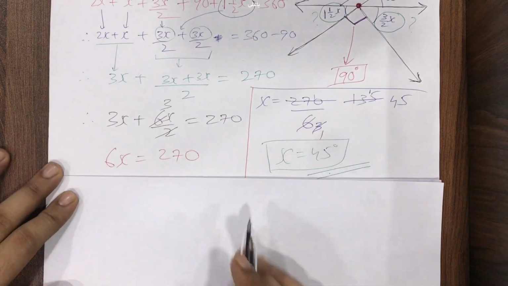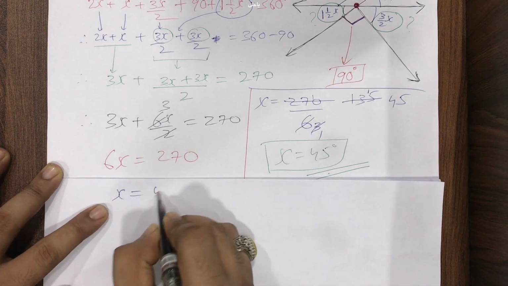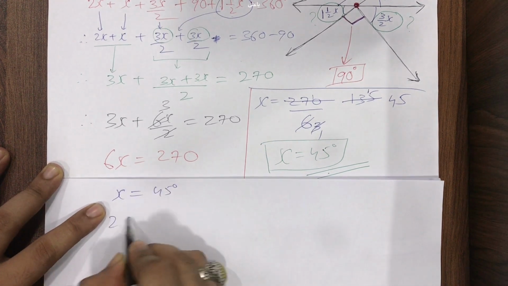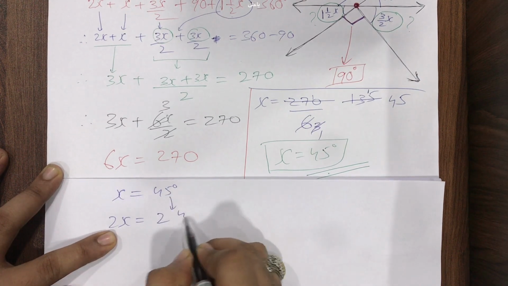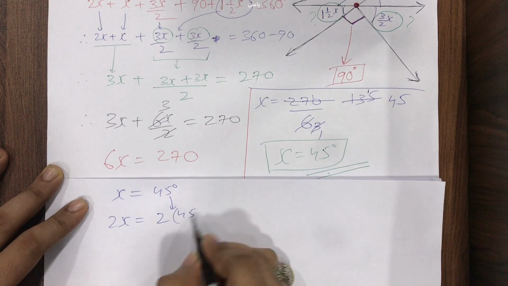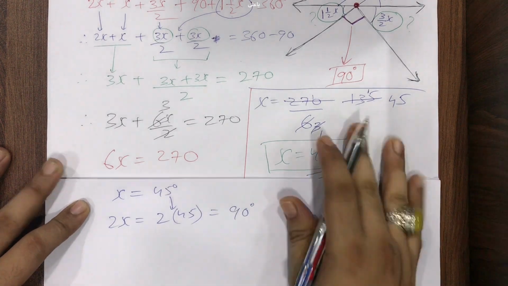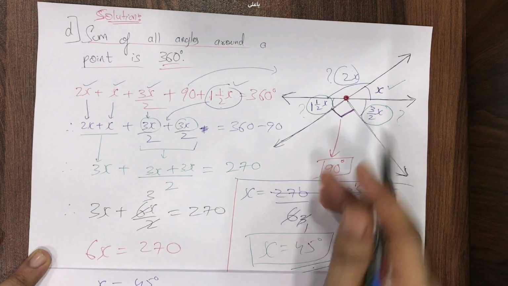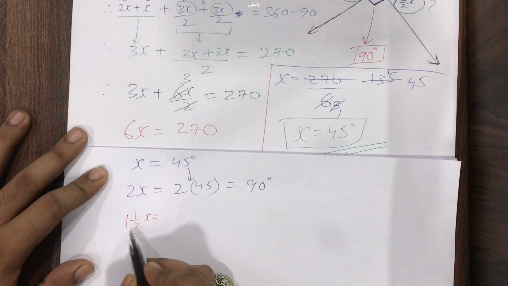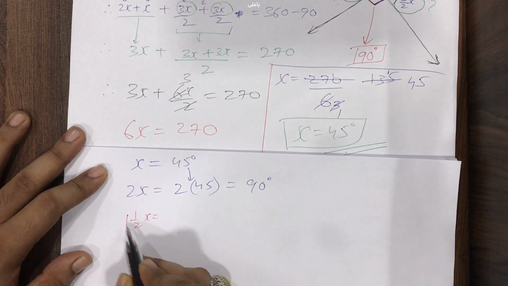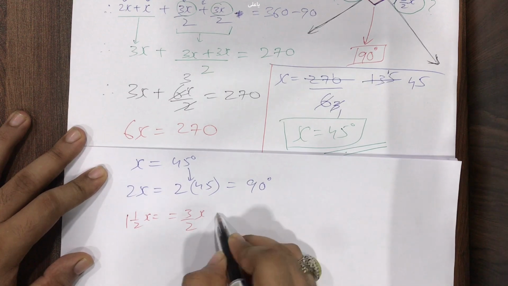Okay, so the required angles here are, first is x. We got the value of x as 45 degree. Second is how much? 2x. 2x means 2 multiplied by x. What's the value of x? x is 45 degree. So 2 into 45 is equal to 90 degree. Next, other is 1 upon 2 x. It's a mixed fraction which we already converted. 2 1s are 2 plus 1, 3 upon 2. So 3 upon 2 x is equal to 3 upon 2.